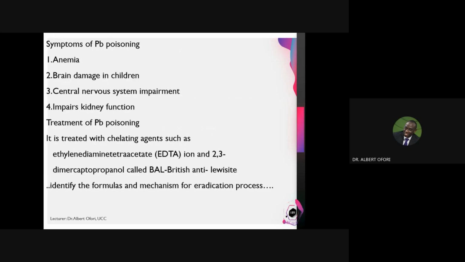Now, we'll see that when somebody becomes exposed to lead in the form of lead poisoning, the person will start experiencing anemia. In children, it can affect the brain. But lead goes to target the nervous system or the central nervous system, thereby weakening your immune system. So it targets your kidney, and then it's quite difficult to manage.